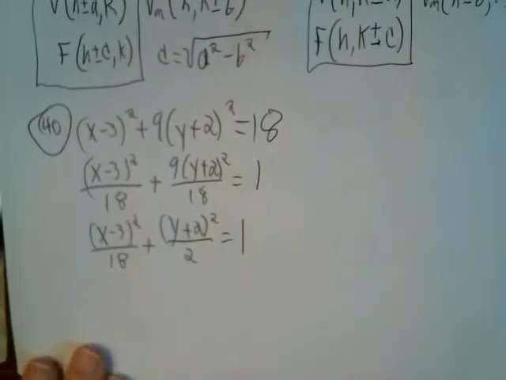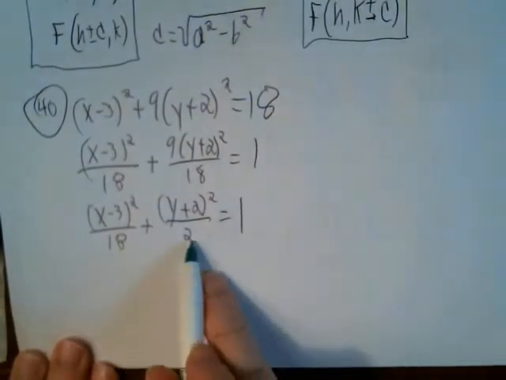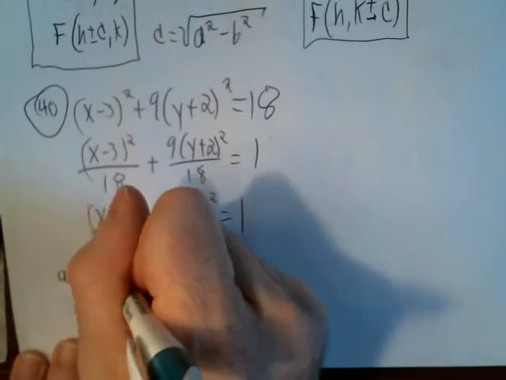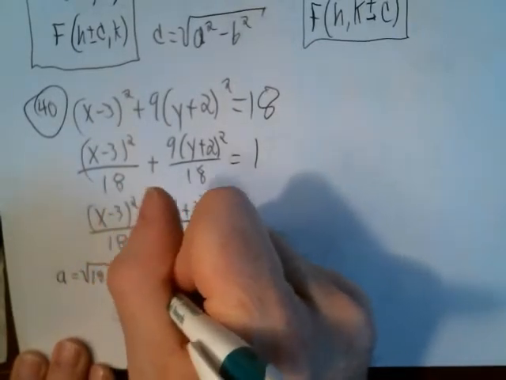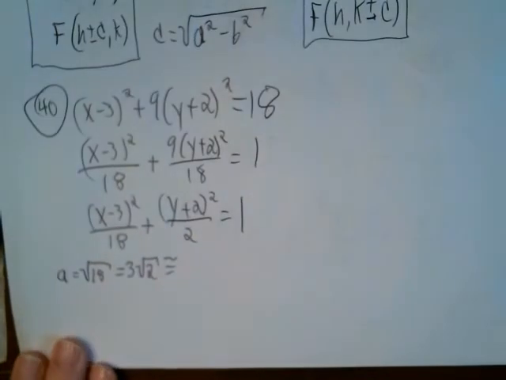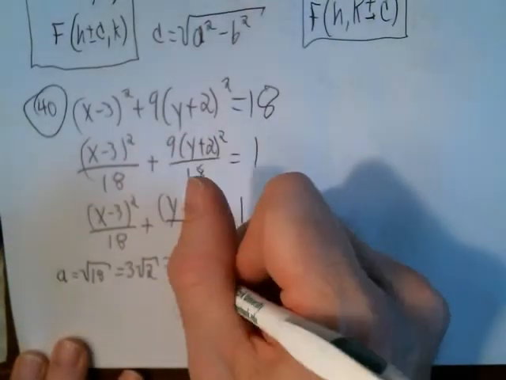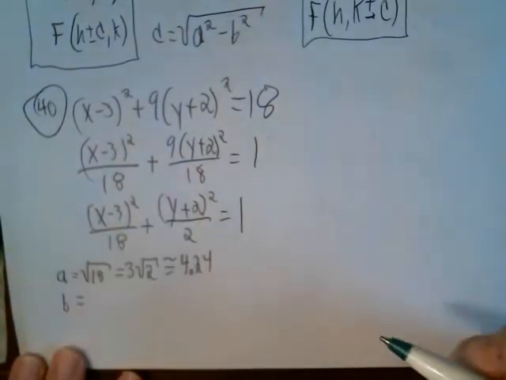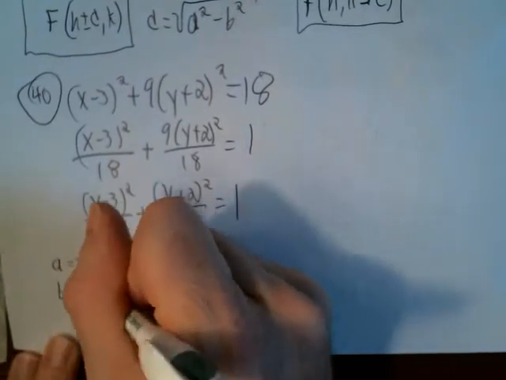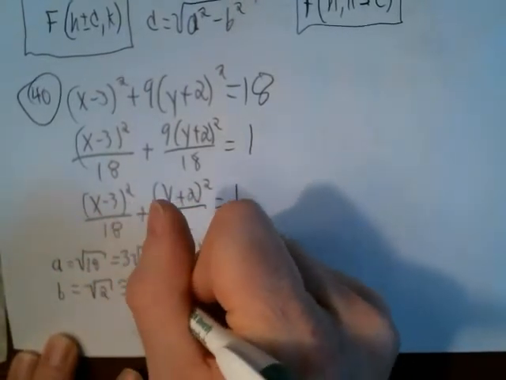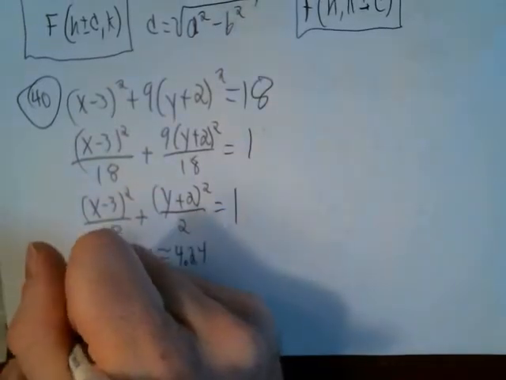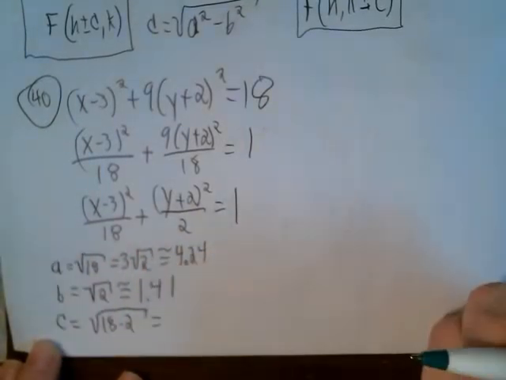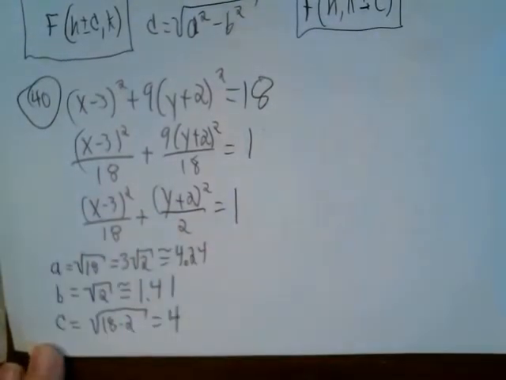Right, now let's get our a, b, and c values. So a is going to be the bigger of the two. And here we have a squared is 18, so a is the square root of 18, which of course is 3 root 2. Let's get a nice approximation for that guy: 4.24. The b value then is the square root of 2, which is about 1.41. And then the c value is the square root of 18 minus 2, which of course is just 16, and the square root of 16 is 4.